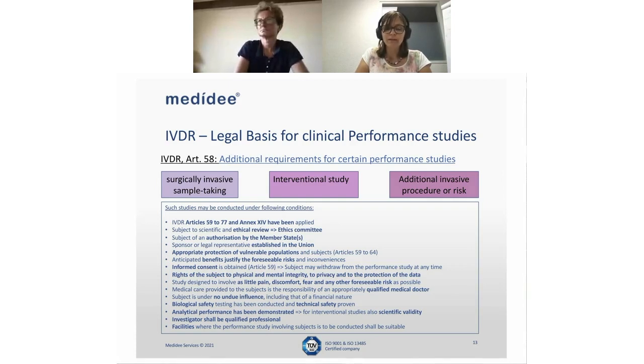So you need to demonstrate that your medical doctor is qualified. The subject needs to be under no undue influence when participating in the study. Also, biological safety testing has been conducted, and technical safety has been proven for these type of devices. Analytical performance has been demonstrated, and for interventional study as well, the scientific validity. The investigator as well needs to be qualified, and you need to demonstrate this. And the facilities used need to be as close as possible to the facilities of the intended use. So this is one category.